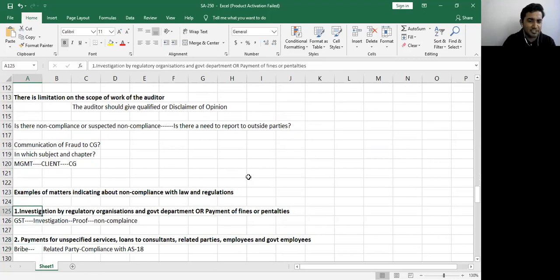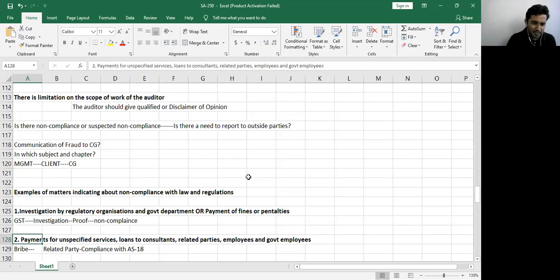The first indication is that there is investigation by a regulatory organization or by government department. तो अगर किसी ने आपके वहाँ इन्वेस्टिगेशन किया है तो वो तभी आएगा जब उसको श्योर शॉट पता है कि आपके वहाँ कोई प्रॉब्लम है. मतलब this is an indicator that there is some non-compliance in your organization, or otherwise the investigation will not happen. Or payment of fines and penalties. So if you have paid some fine or penalty, then in that case again it is indicative that there is some kind of non-compliance.